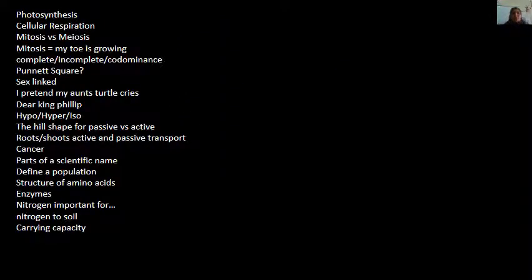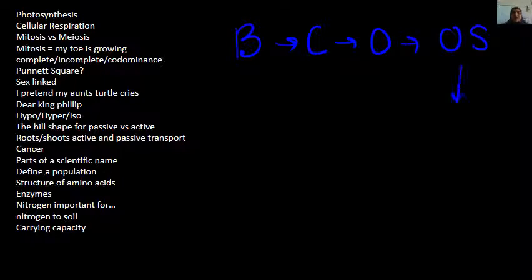Let's see, define a population. Remember, we go biomolecule. From biomolecule, we say a bunch of biomolecules make up a cell. A bunch of cells make up an organ. A bunch of organs make up an organ system. A bunch of organ systems make up an organism. A bunch of the same organism, a bunch of the same species living in one area is the definition of a population. So if we just looked at Samuel and we just looked at the humans living in Samuel, we are in one area, we're all in Samuel, and then we're all human, we're the same species. This is a population. But I know obviously Samuel has way more than just humans in it.